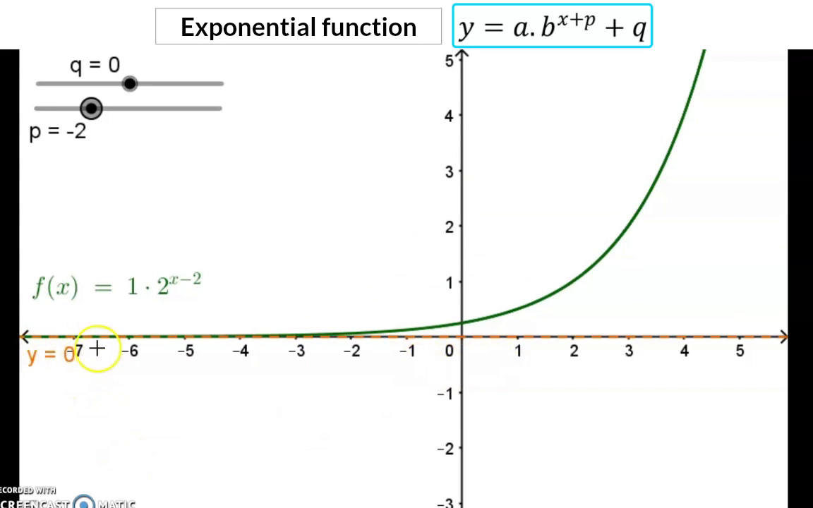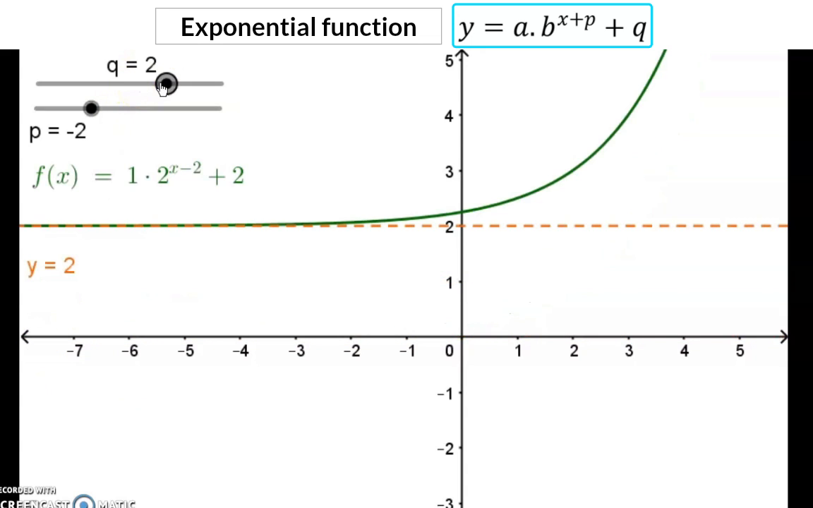Notice that the horizontal asymptote does not move when a p-value is added. It does, however, move up and down when a q value is added to translate the graph vertically. So the p value moves the graph horizontally left and right, and the q value moves it vertically.